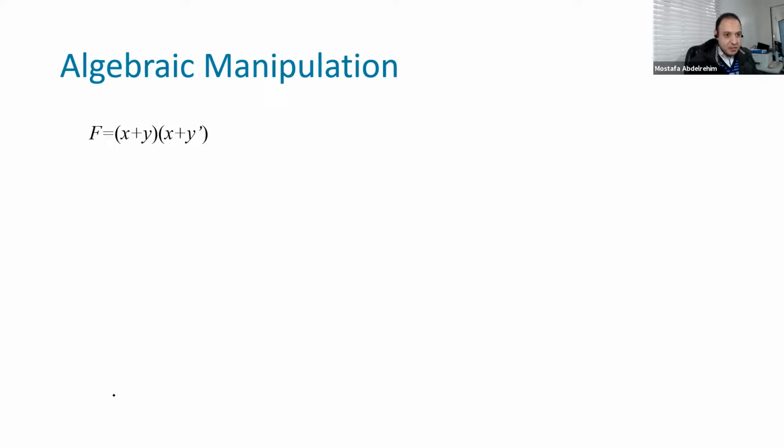Okay, let's have another example. (x or y) and (x or y bar). If you look here, you have a common factor between the two brackets, which is x. So this is a distributive form, but of the or. This is actually equal to x or y bar. We can reach this by distributing x over the term y bar.